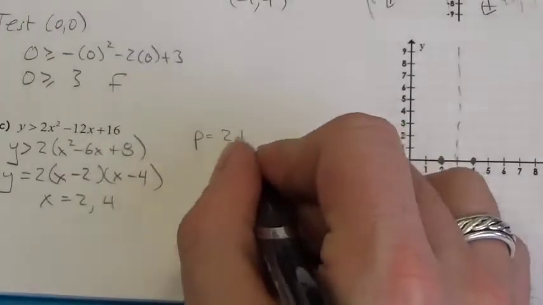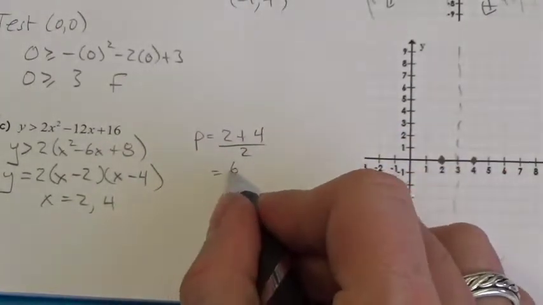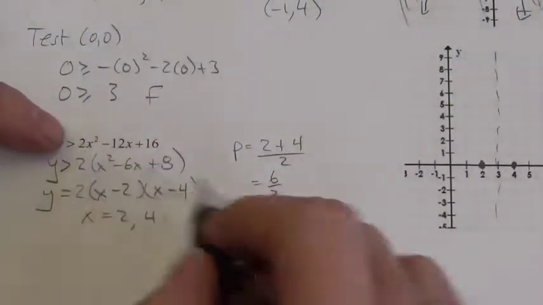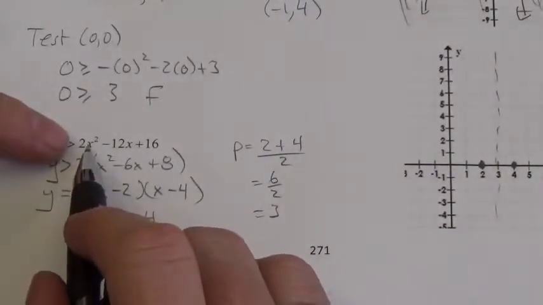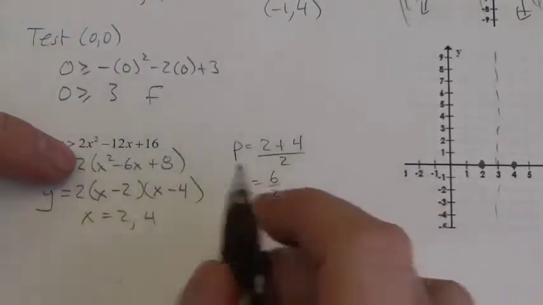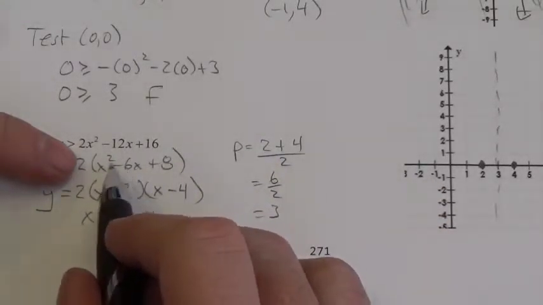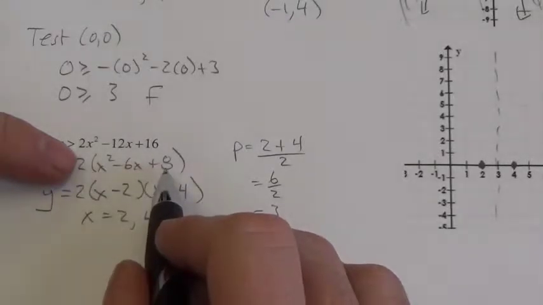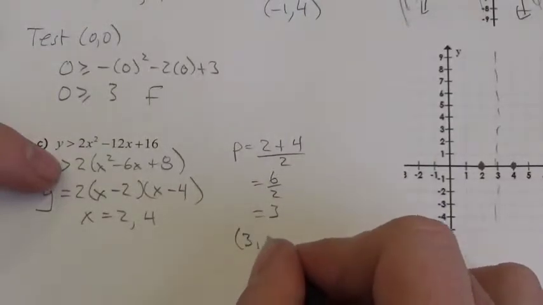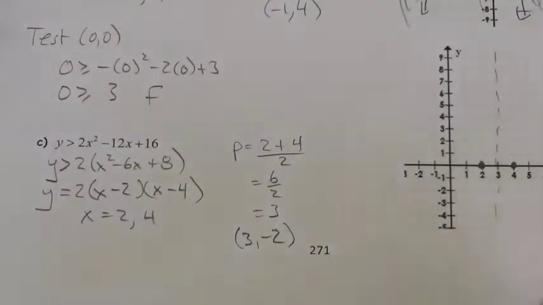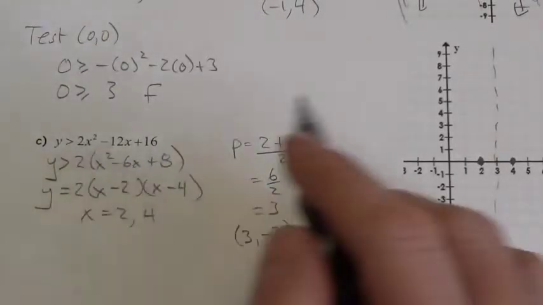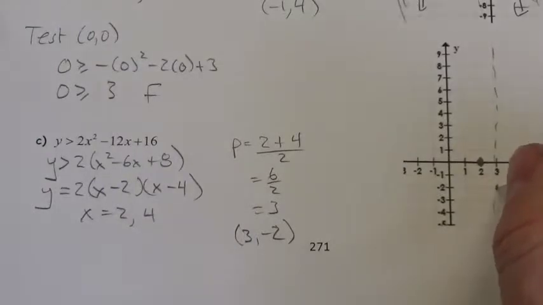Now if you don't believe me, we would just add those two values, divide by 2, so it's going to be 6 over 2. It is 3. Now let's go back to our expression here. Let's plug 3 in. So 3 squared is 9, minus 6 times 3 is 18. So 9 minus 18 is going to be negative 9, plus 8 is going to be negative 1, times 2 is negative 2. So my vertex is going to be 3, negative 2. It is easy enough for me to find that x-coordinate of the vertex, and then I just plug it into the equation here, and the vertex is down here at negative 2.